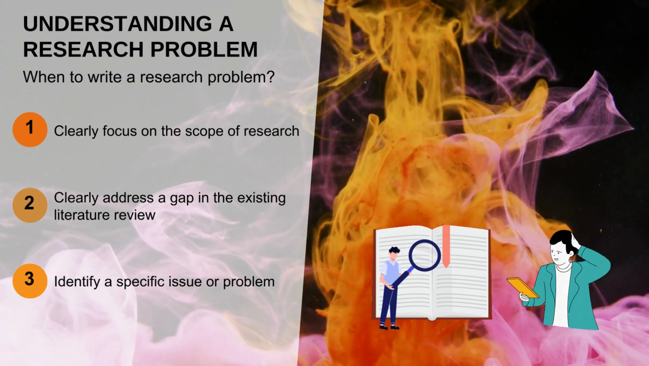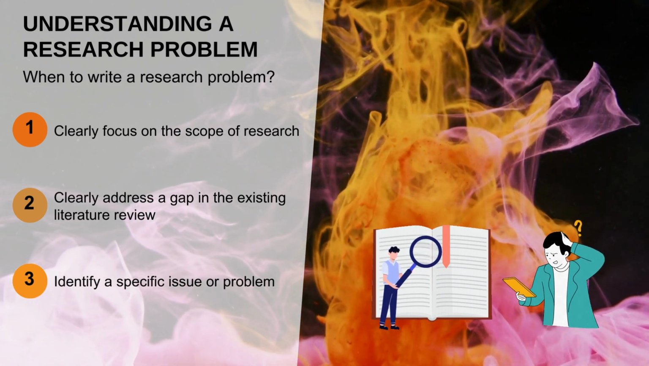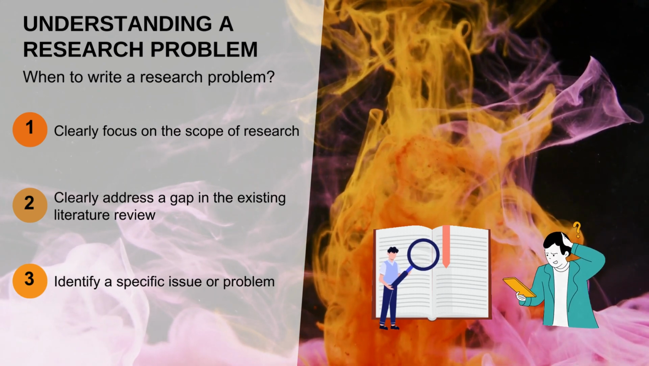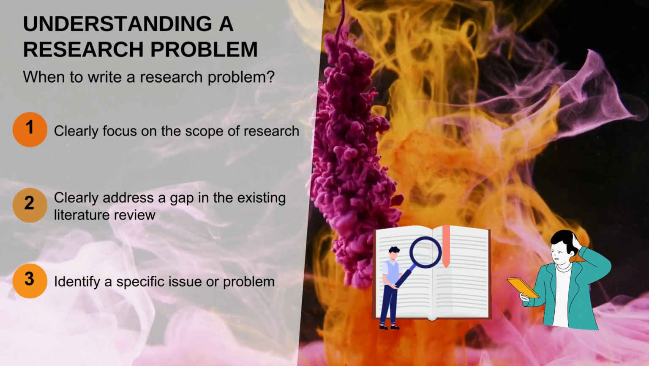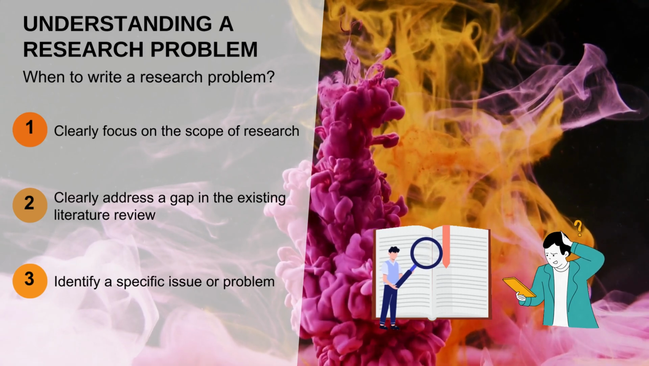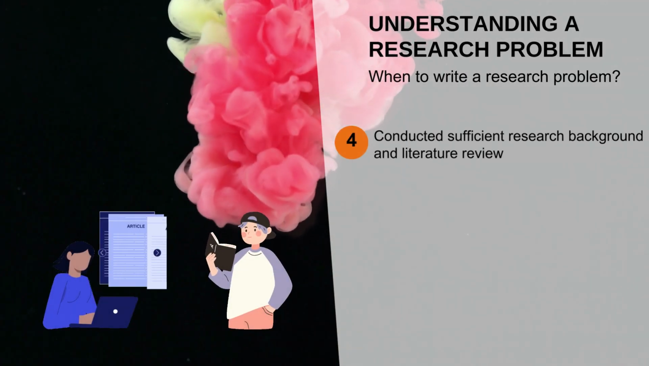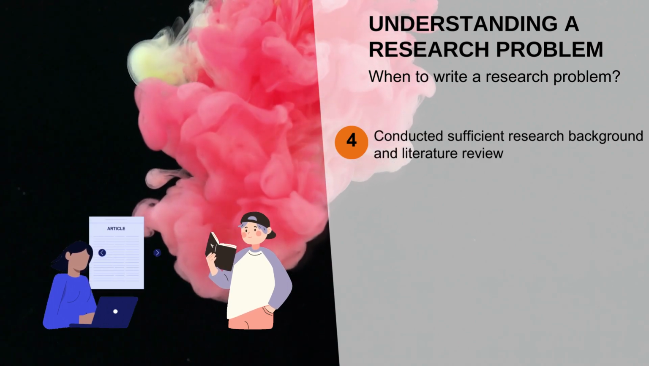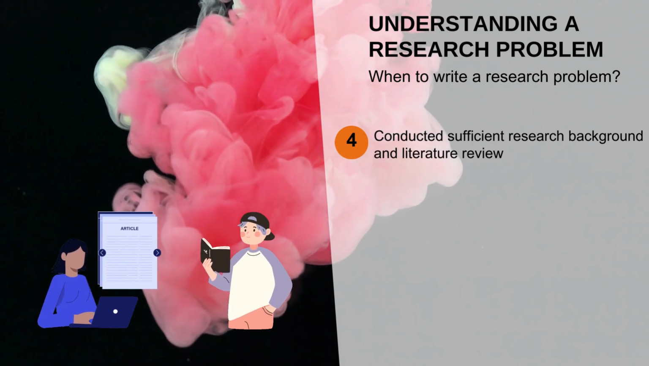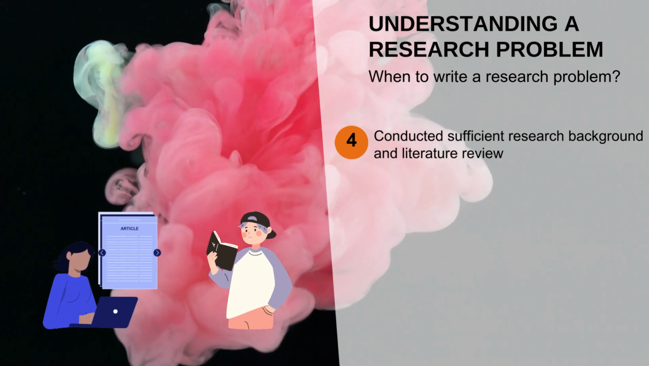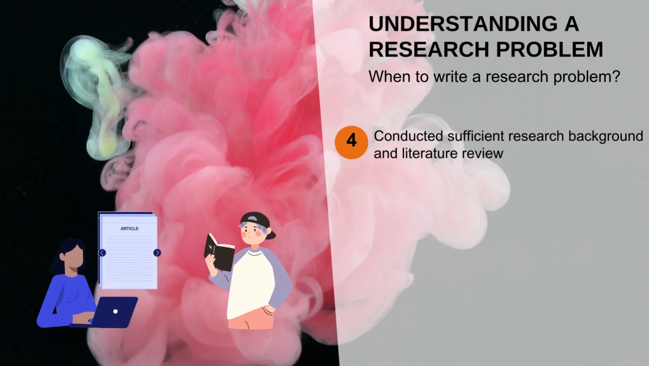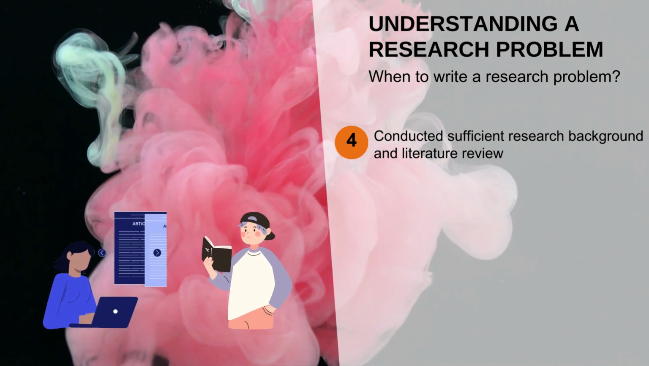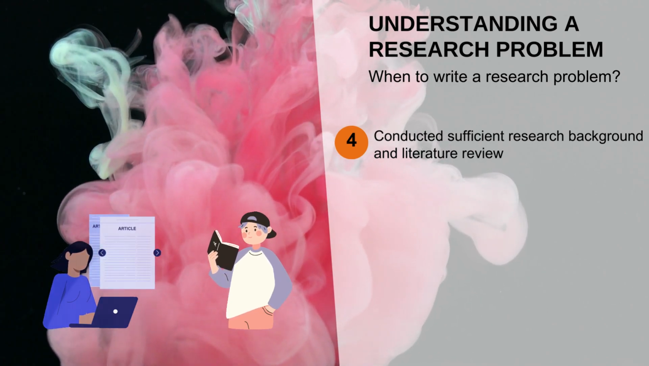Third, when the researchers identify a specific issue or problem. Researchers may identify a specific issue or problem through their observations in their field of study. These observations could involve patterns or trends that need further investigation. Fourth, when the researchers have conducted sufficient research background and literature review, they may evaluate the collected literature to assess existing knowledge, theories, methodologies, and findings in assessing the quality and credibility of information.